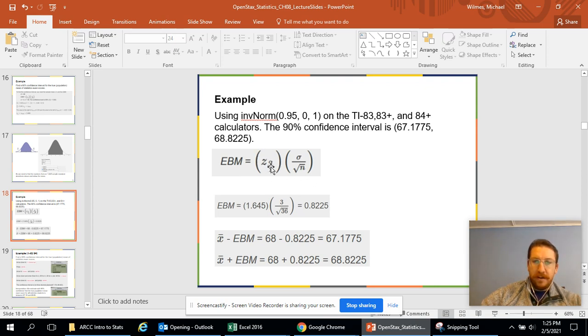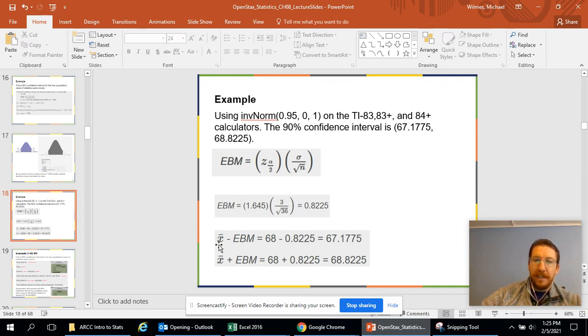So here we go, the z-score, 1.645. Standard deviation is 3. Sample size is 36. Square root of 36 is 6. 3 over 6 is 1/2. 1/2 of this number is 0.8225. So that's our EBM, our error bound mean.